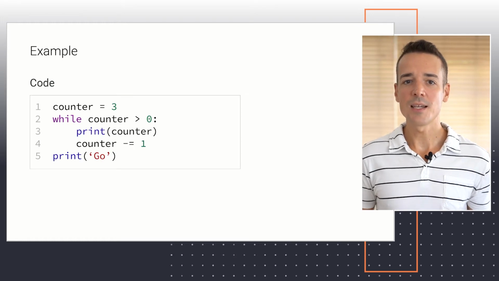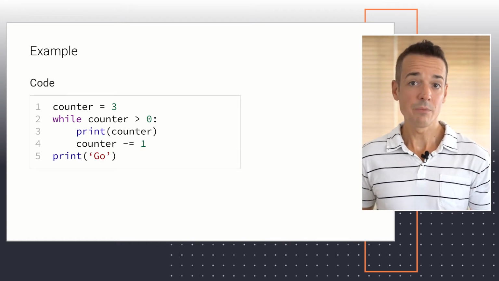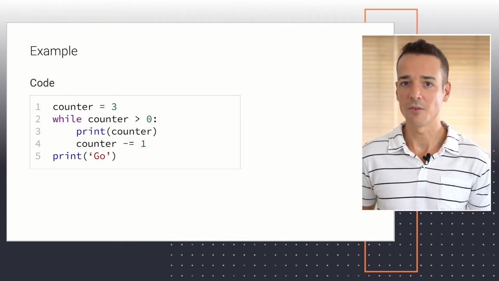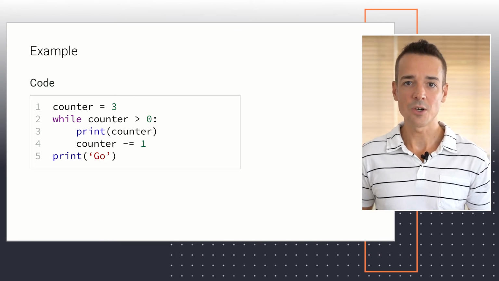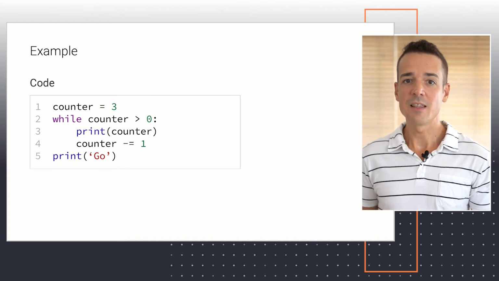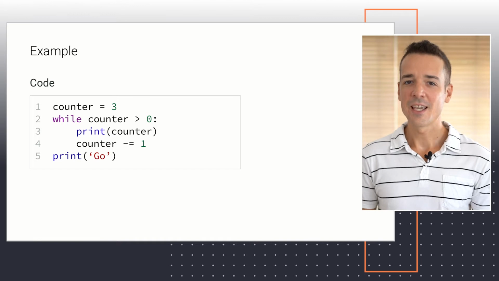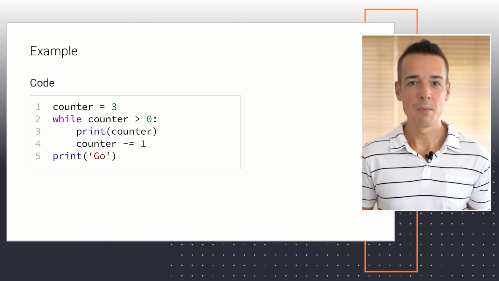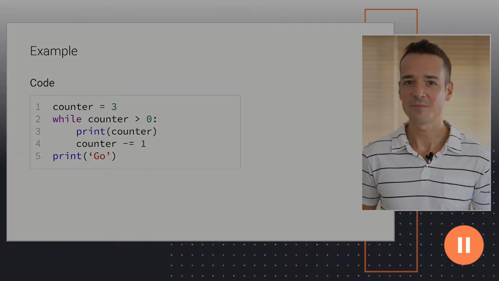This program initializes variable counter to a value of 3, and then a loop begins running for as long as variable counter has a value greater than 0. In each iteration of the loop, we print the value of the counter and decrement it by 1. Once the loop exits, the program prints Go on the console. Can you figure out what the exact output of this program is when executed? Pause the video for a second now and try to answer this question.